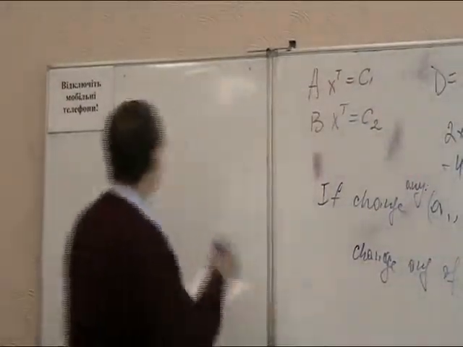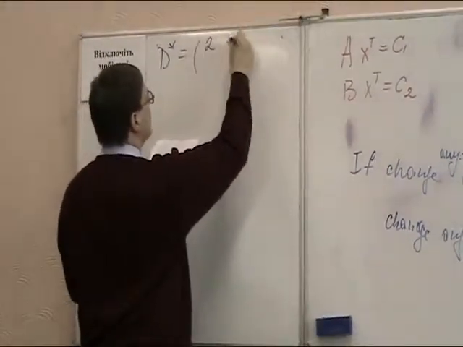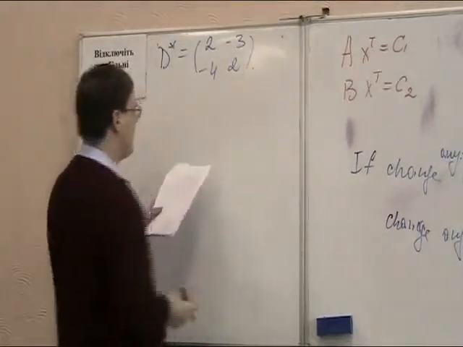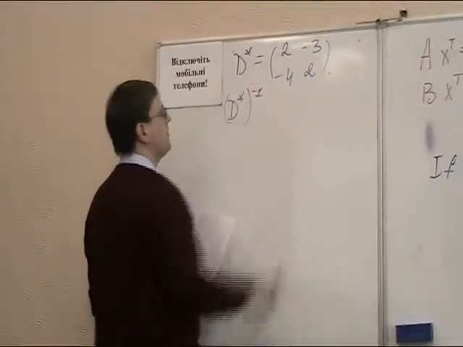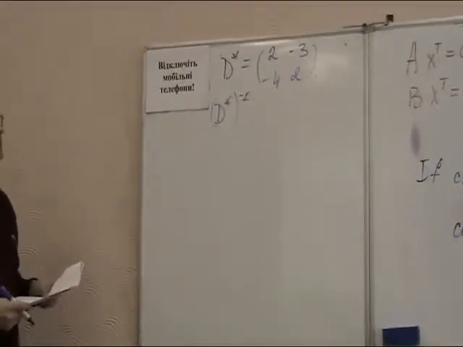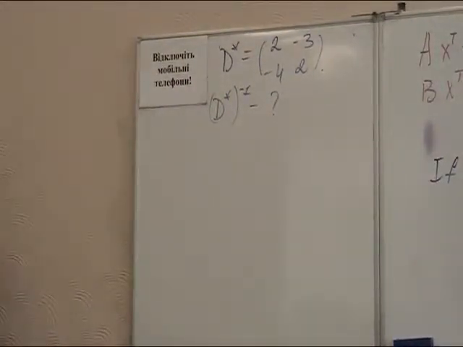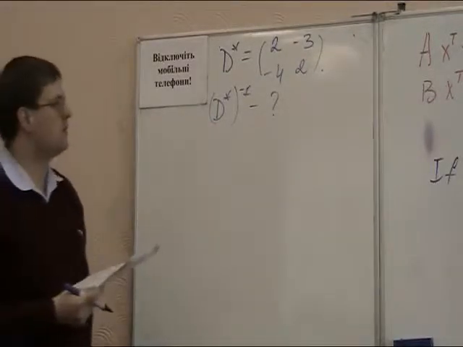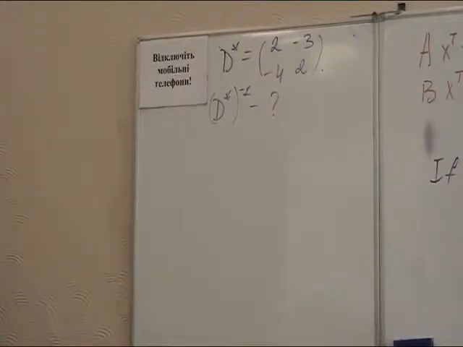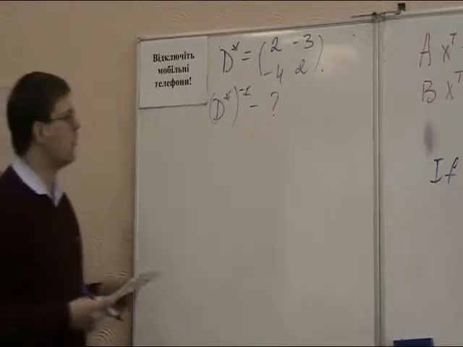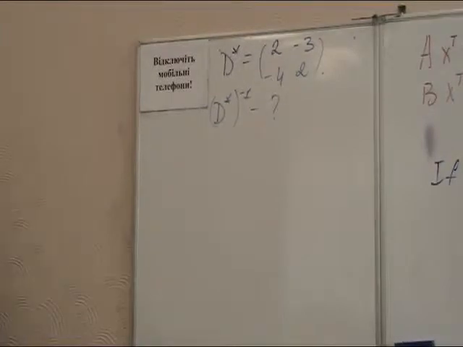Instead of matrix D, we consider matrix D star, which is equal to 2, -3, -4, and 2. The problem is to find the inverse of this matrix. So the knowledge of the inverse is very important for passing this examination, at least understanding of this knowledge. We are going to find the inverse of this matrix by using the method which is known as Jordan-Gauss elimination.